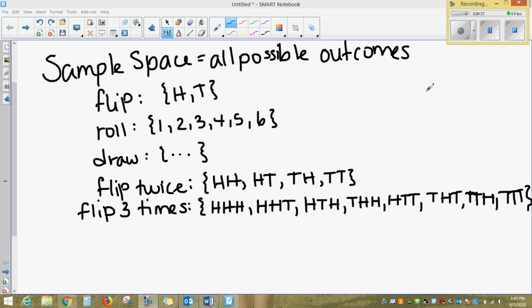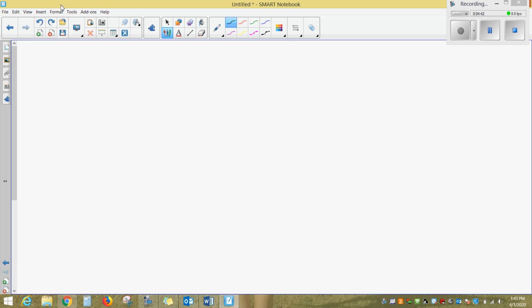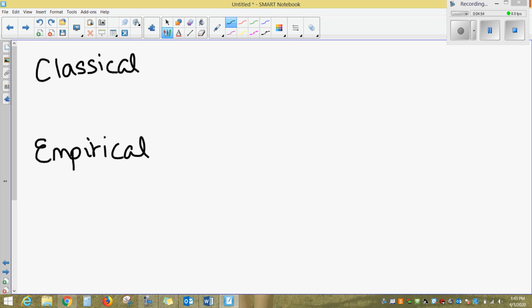When we're talking about probability, there are really 3 different types of probability out there. One of them is called classical probability. One of them is empirical probability, and one of them is subjective probability.